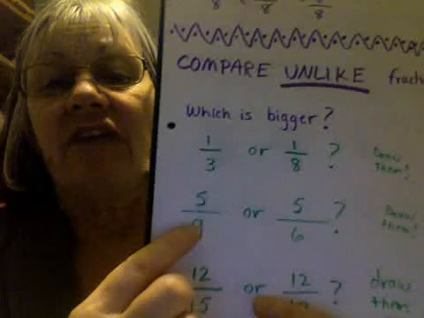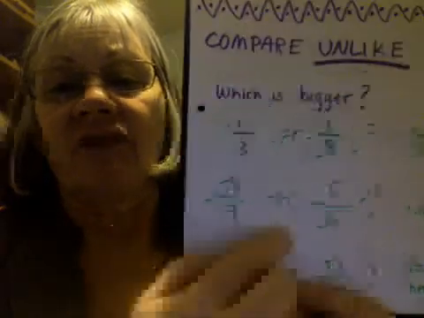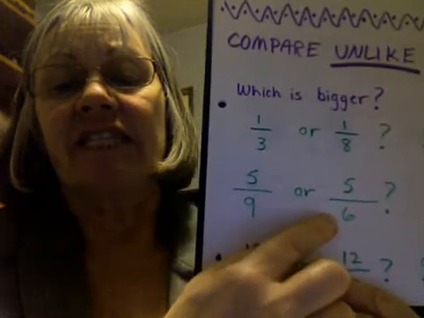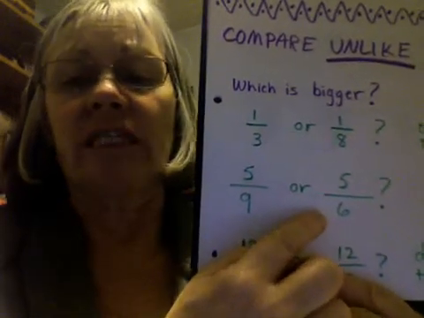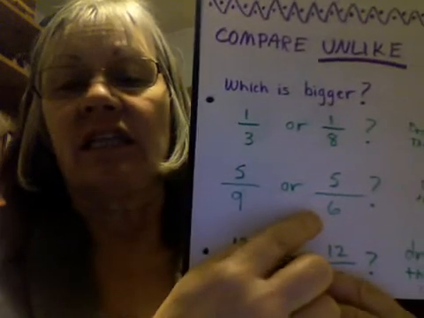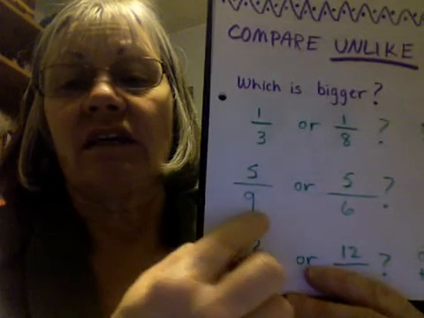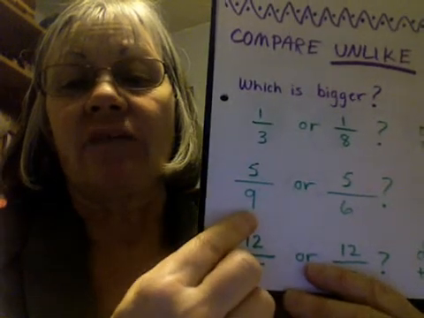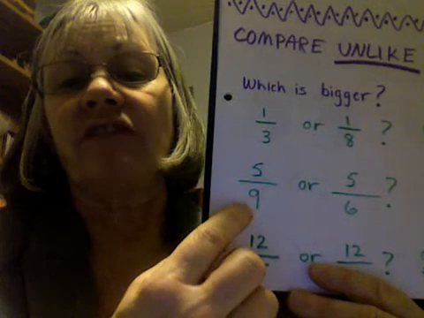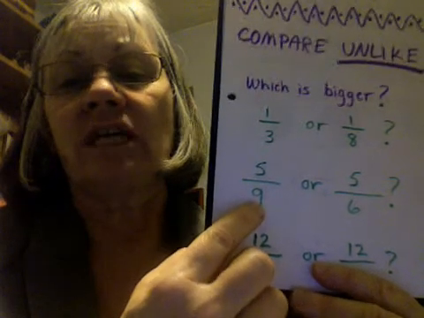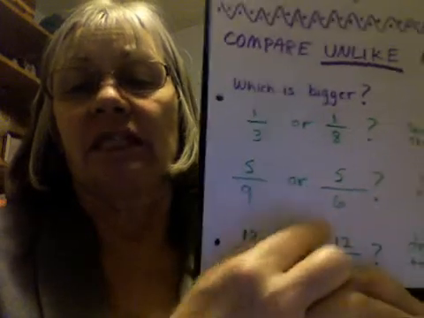But what if we have 5 of something? 5/9 or 5/6? Once again, you have to think about how large the pieces are. Something cut into 6 pieces has bigger pieces than if it's cut into 9 pieces. So 5 of those pieces, 5 of the 9, are going to be smaller than 5 out of 6 pieces.